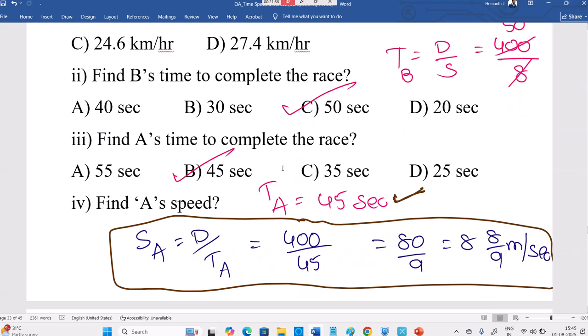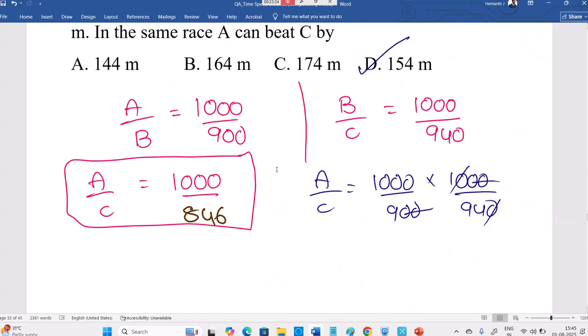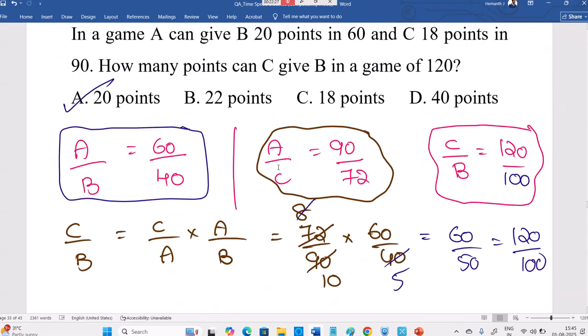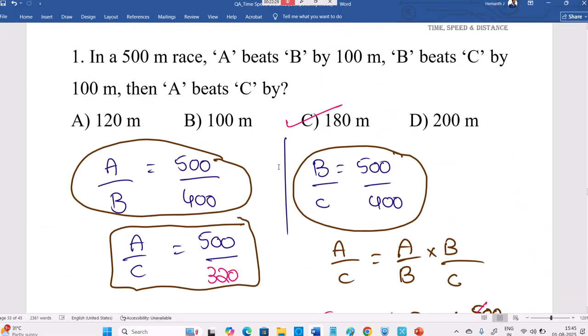Next, I said it is an advanced topic, not basic. You should understand the lines. A beats B by timing or in terms of distance, if you observed or not, my dear friend, listen. When A beats B by some distance, timing is constant. When they mention A beats B by timing, distance is constant. When we mention it in terms of timing, distance is constant. Here you have a look.